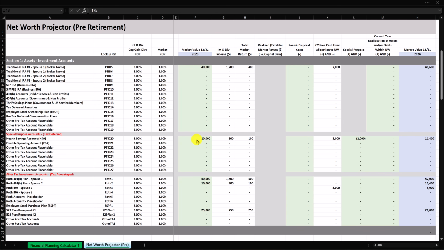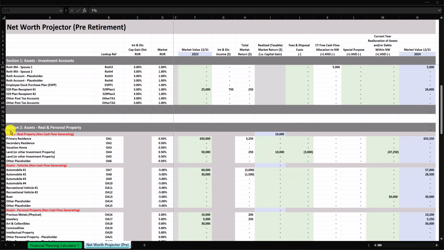If I keep scrolling down, we have $10,000 in a health savings account. We have $50,000 in a Roth 401k. We have $10,000 in a second Roth 401k. And we have $25,000 in a 529 education plan.